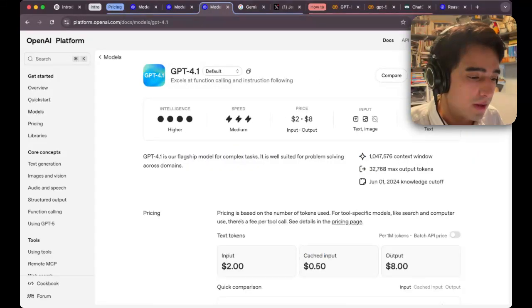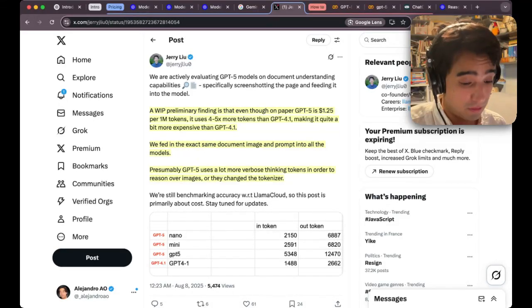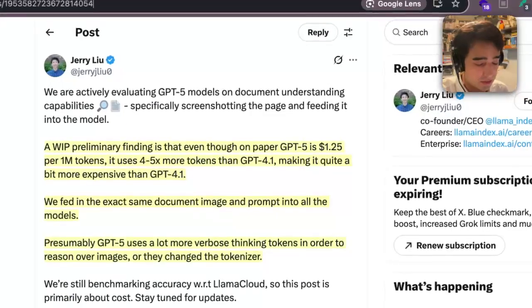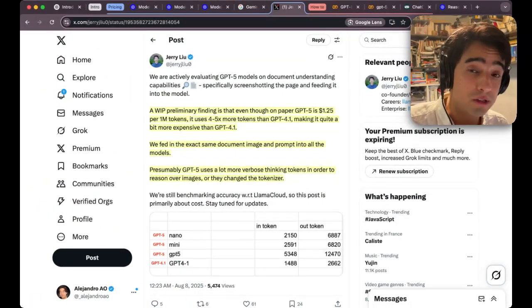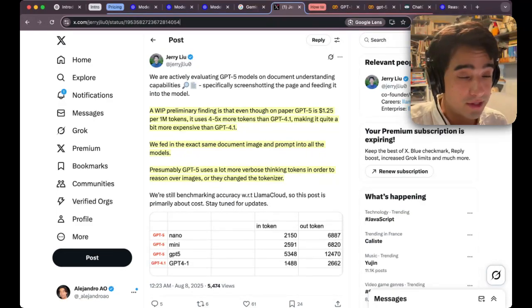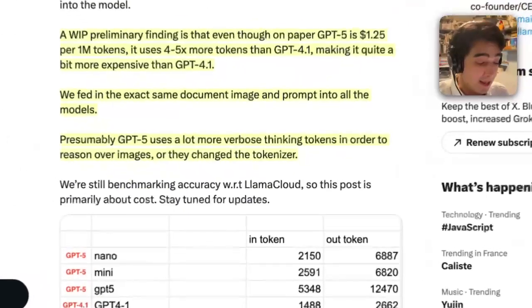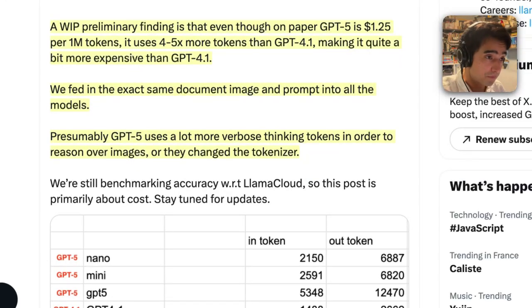So actually, this tweet by Jerry Liu is very telling about this. In case you're not familiar with Jerry, Jerry's the founder of Llama Index, and they specialize in agentic frameworks, but they also have a very big part of their business, which is parsing of unstructured data, such as images and documents. And what you see right here is them testing GPT-5 to use for the parsing of PDF files, images, etc.